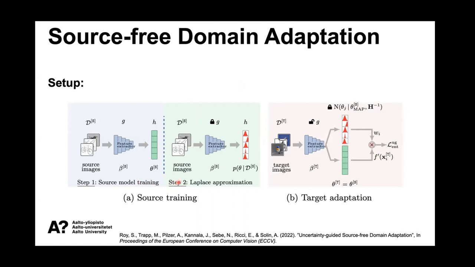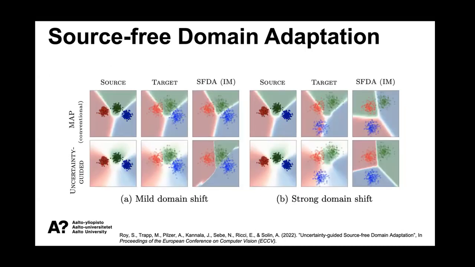What we did is introduce this green block in the middle here, which in addition, in the source training phase, uses a Laplace approximation to approximate the posterior distribution on the source data. Then we modified the adaptation phase on the target data to incorporate the uncertainties that we get through the Laplace approximation. And this has some nice benefits. We can steer the adaptation phase a little bit through those uncertainties.